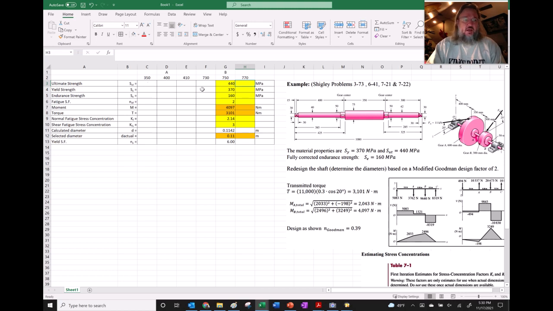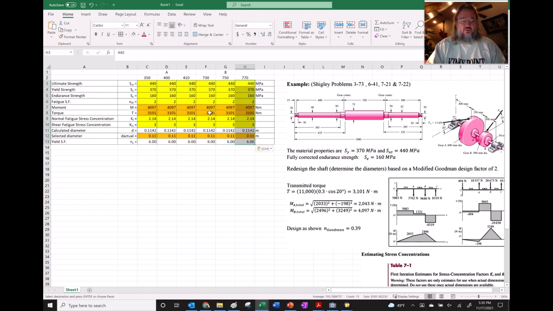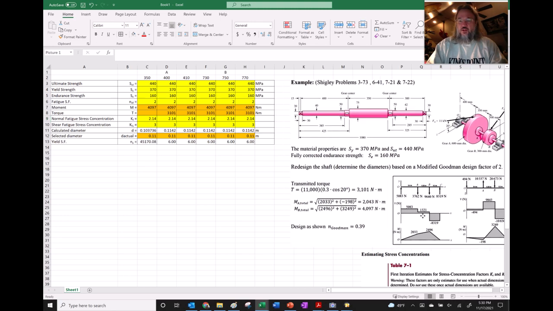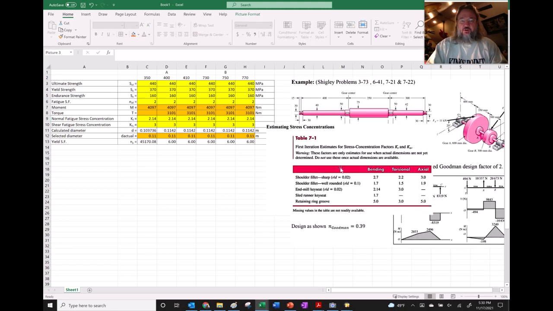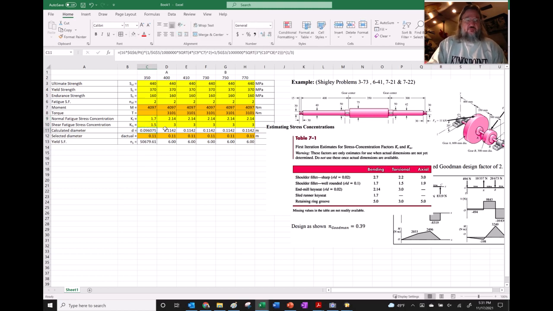But anyway, let me copy all of this stuff into all of these, and then we're going to modify them based on their location. So let's start here with the 350. There's no torque there. Boom. That's good. And for the stress concentration, we could use a well-rounded fillet, which is going to be 1.7 and 1.5. So we'll change this to 1.7, 1.5. Boom.